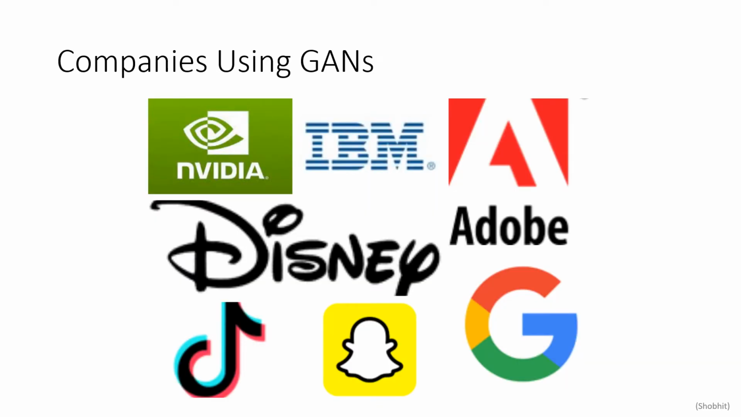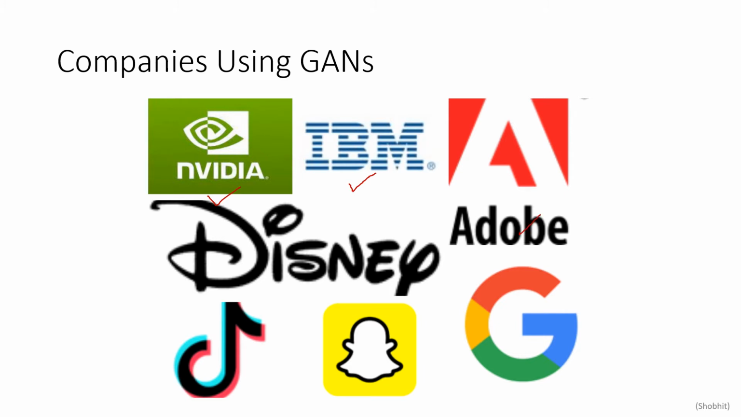GAN is used by almost every company in some form. I listed some of the major companies which heavily depend on GAN. First is NVIDIA, which uses GAN for its AI Playground, which has a set of applications, like GauGAN, in-painting, etc. IBM uses GAN for data augmentation. Adobe uses it for the next generation of Photoshop.